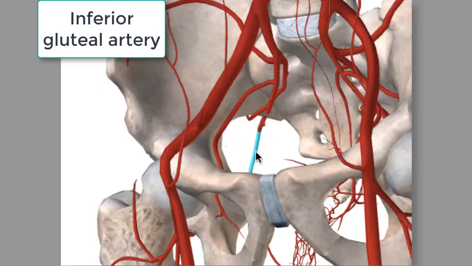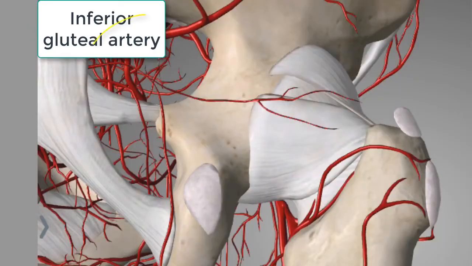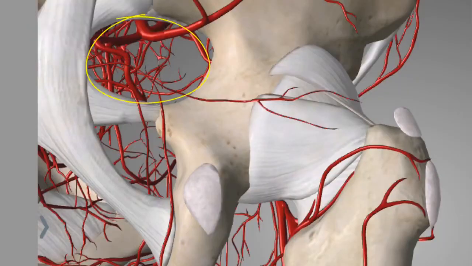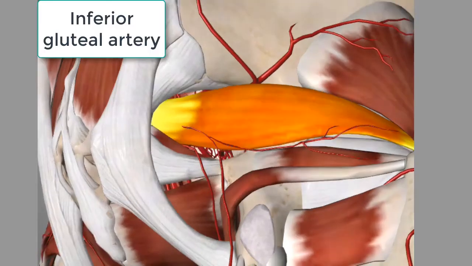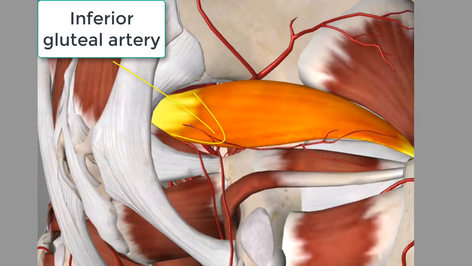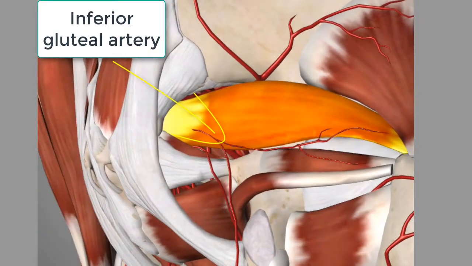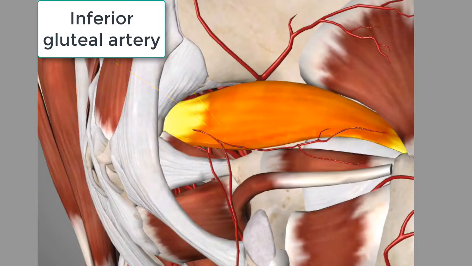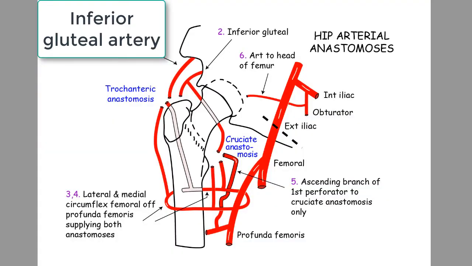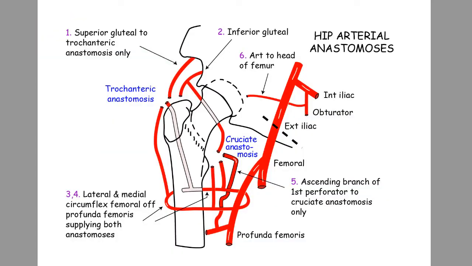Inferior gluteal artery leaves the pelvis through the greater sciatic foramen below the piriformis. It passes between the first and second or second and third sacral nerves and supplies the muscles of the gluteal region too. Additionally, the superior and inferior gluteal arteries contribute to formation of the trochanteric and cruciate anastomosis around the hip joint to supply the head of the femur.